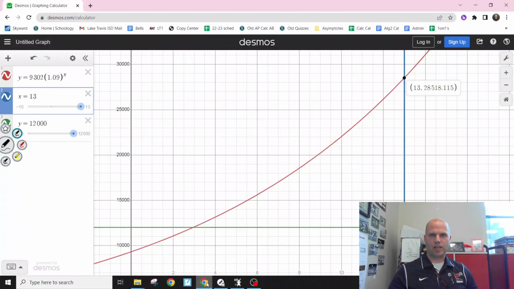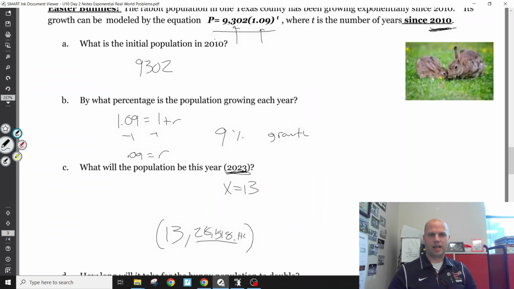Go ahead and put the decimals down, even though it might not make sense to have like a fraction of a rabbit. But we're just using this as a model to predict. So we probably would say it's just around 28,518 in your project, even though it might not make sense to have decimal amounts. We're still going to round to 2 decimal places. So it'd be 28,518.12. That is the approximate population.